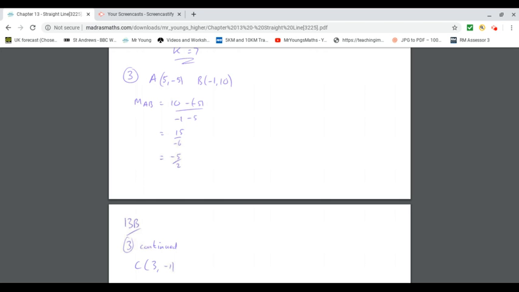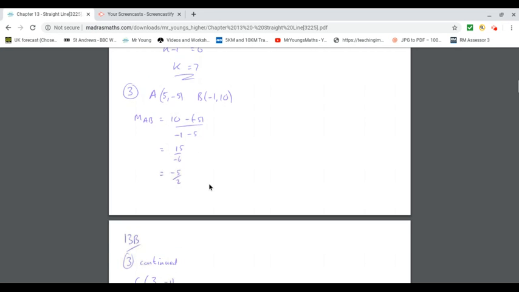Higher Maths, straight line, exercise 13b, question 3, looking at collinearity. A fly lands at this point on a coordinate diagram and walks in a straight line to the other point. On its journey, did it walk over point (3, -1) or (3, 0)?